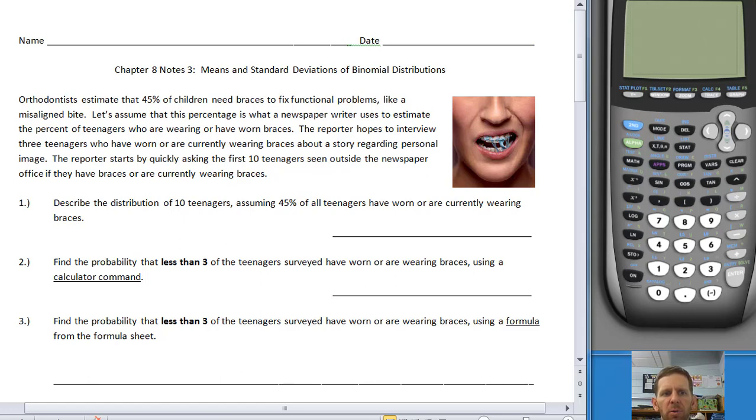These are the Chapter 8 Notes 3 on means and standard deviations of binomial distributions. We're going to start with a problem today, and I'm just going to read this aloud.